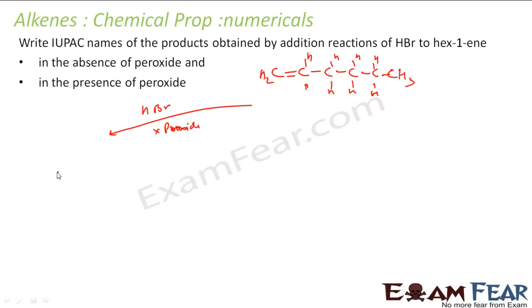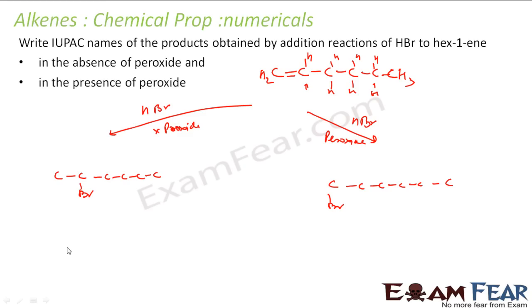So what you get is Br on the second carbon. This is what you will get actually, correct? If you do the same reaction of HBr but now with peroxide, the anti-Markovnikov rule will be followed and bromine will get attached here. So it will be Br here. Correct, this is what you'll get. You can add hydrogens to it.